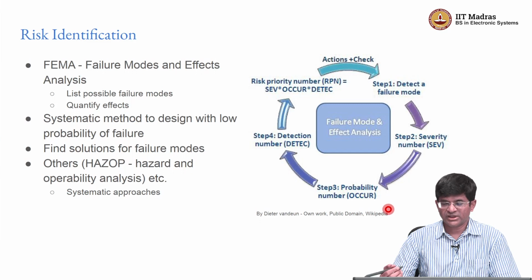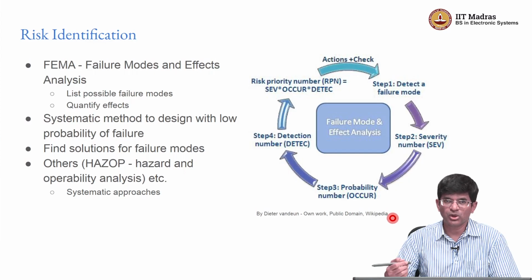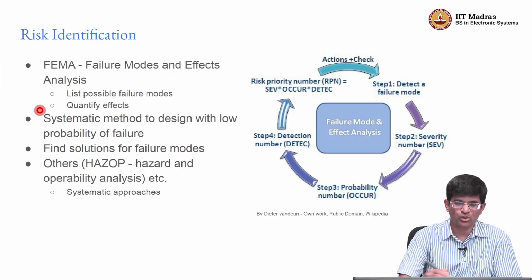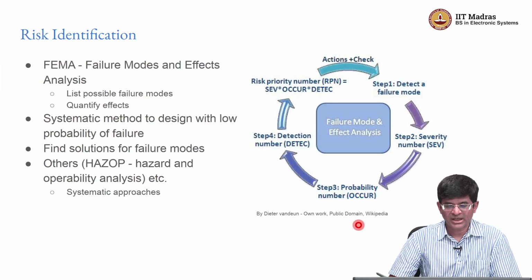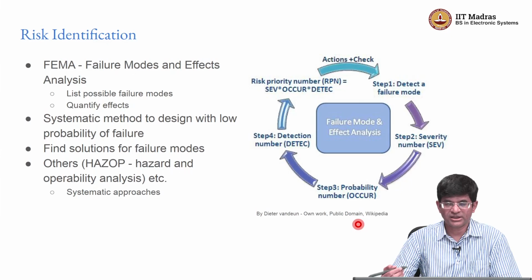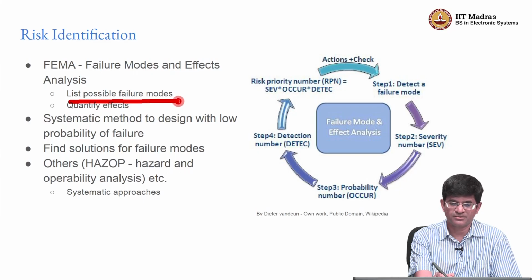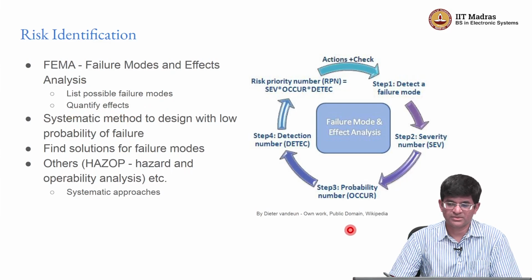So there are a number of other things that come up in this context. One of them is the process of risk identification itself, right? How do you go about identifying the possible risks that can occur in a system? And there are systematic approaches once again that have been proposed over here. One of them is called FMEA, the failure modes and effects analysis. And effectively the idea that you are trying to do over here is, can you list possible failure modes of a system and quantify the effects corresponding to those failure modes, right?